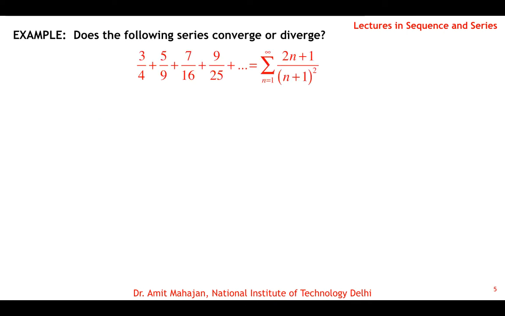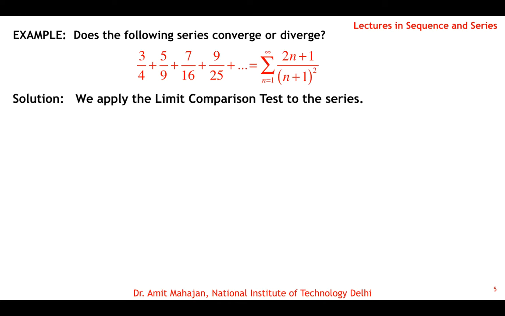Say for example, does the following series converge or diverge? Here we have 3 by 4 plus 5 by 9 plus 7 by 16 plus 9 by 25 plus so on, which can be written as the infinite series sum of (2n plus 1) by (n plus 1) squared, where n varies from 1 to infinity. That means if I plug in n equals 1 we get the first term, n equals 2 the second term, and so on. So we will apply the limit comparison test here.